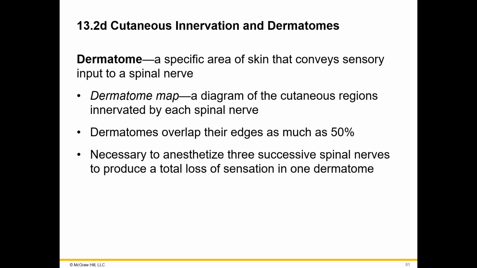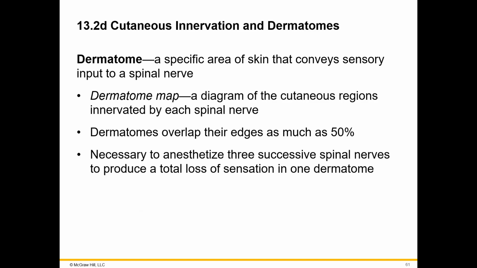These are not for motor, these are for sensation. And dermatomes overlap. That's a very interesting thing. There's a gray area. They overlap their edges as much as 50%. So if you lose one nerve, 50% of the other nerve can help you move that muscle.